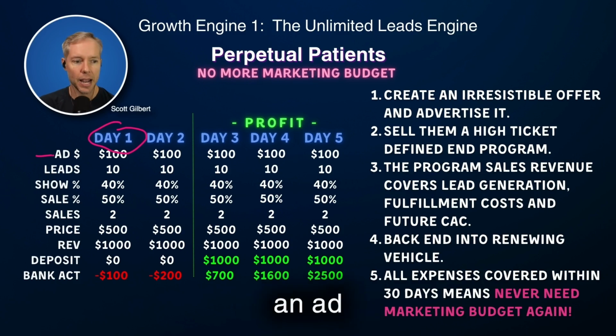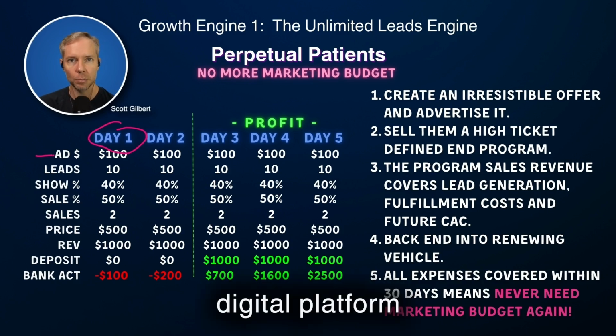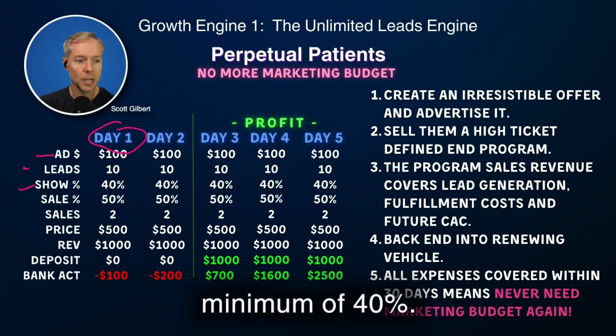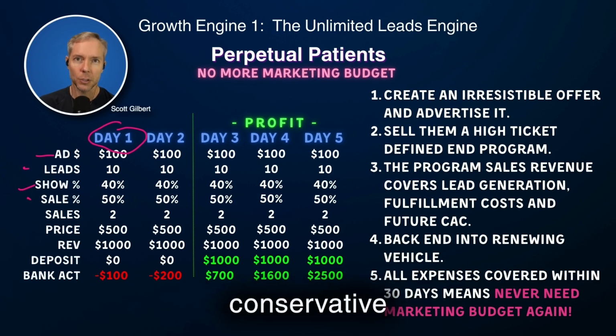Okay, on day 1, right here, these are the categories. You're going to place an ad for about $100 onto a digital platform such as Meta, Facebook, or Instagram. That should generate approximately 10 leads if your ad is good. Your show rate, if you're good at lead nurture, will be a minimum of 40%. Your sales should be far better, but I'll use conservative numbers of 50%. So what that means is, out of 10 leads, if you place $100 down here, you should have 2 sales.